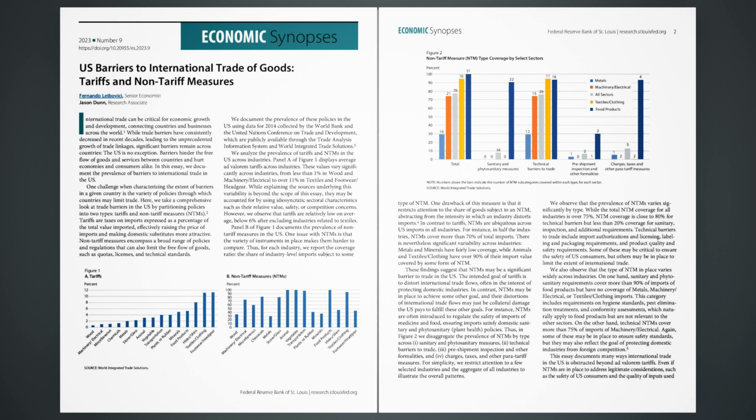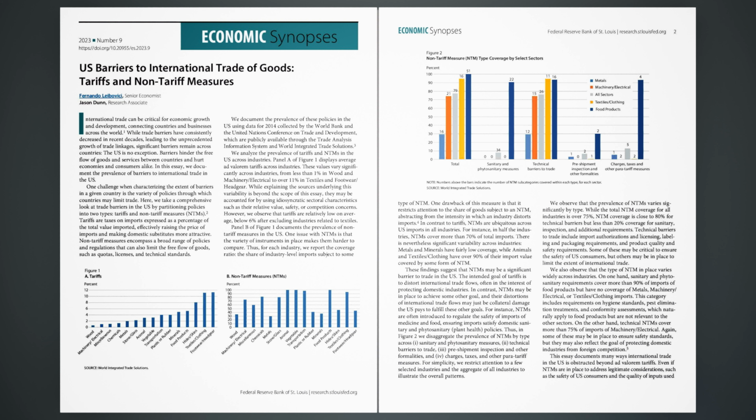Technical barriers to trade include import authorizations and licensing, labeling and packaging requirements, and product quality and safety requirements. Some of these may be critical to ensure the safety of U.S. consumers, but others may be in place to limit the extent of international trade. We also observe that the type of NTM in place varies widely across industries.